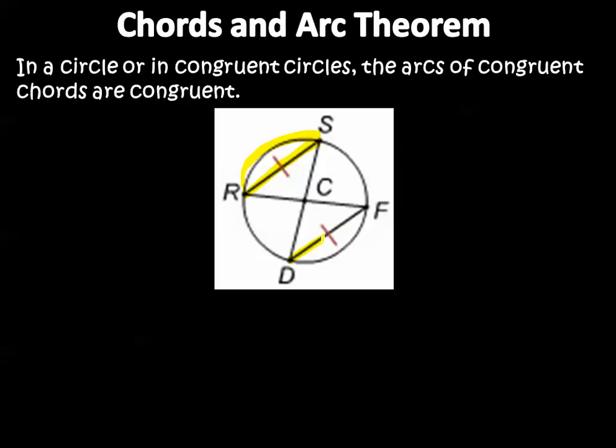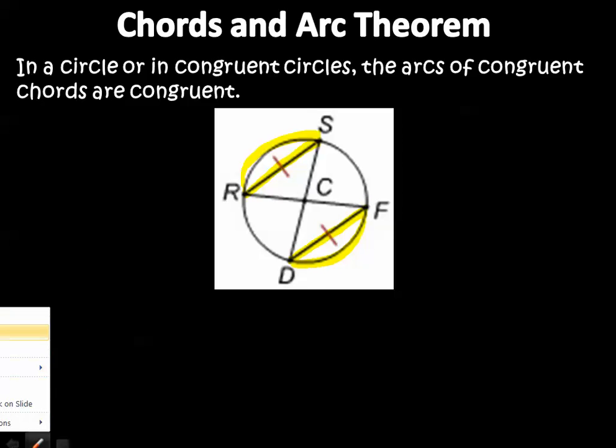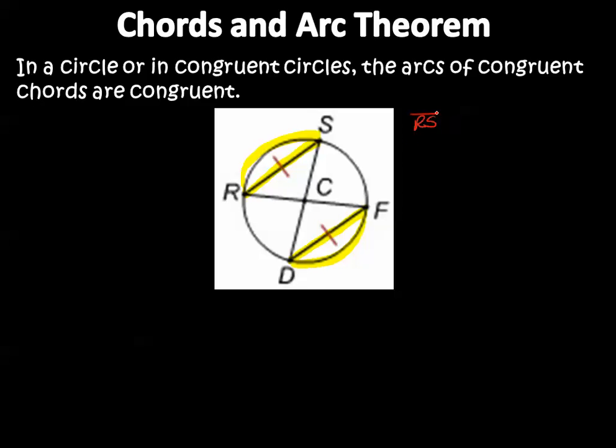Here's the segment DF. Here's the arc DF. So what this is telling us is if chord RS is congruent to chord DF, then arc RS is going to be congruent to arc DF. I think that should be easy to understand.